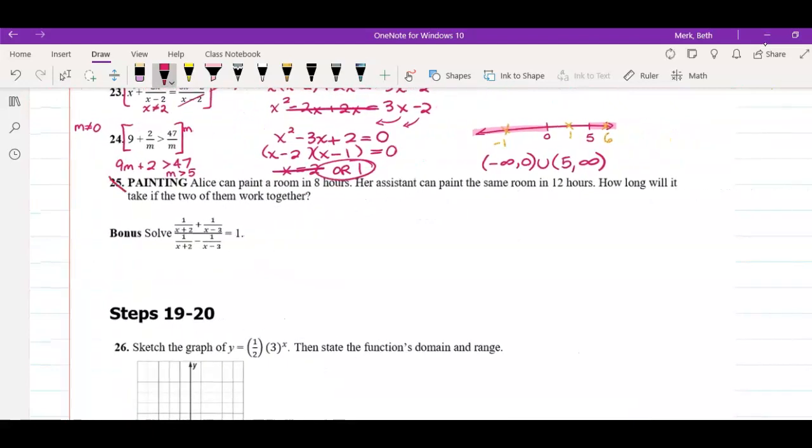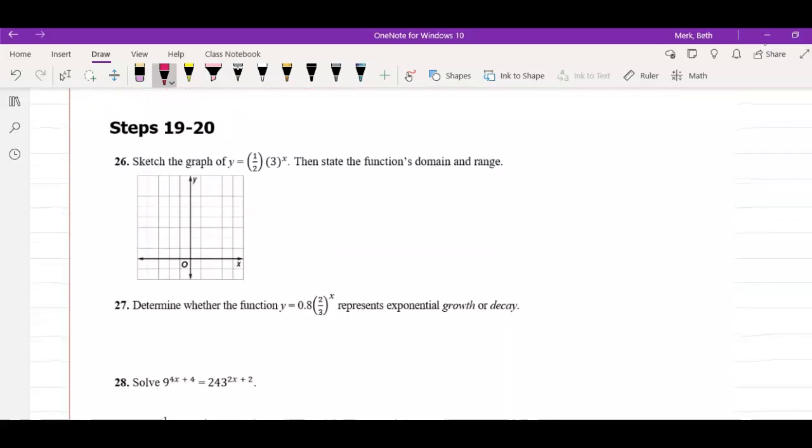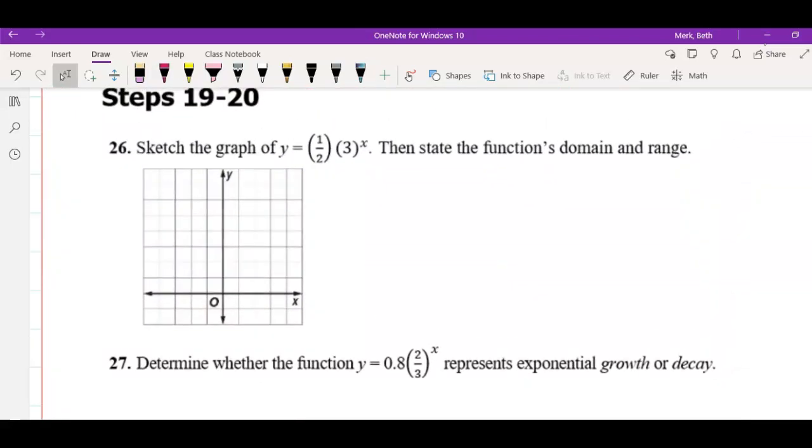We're going to skip number 25. And the bonus, we will come back to that if we have time at the end of the video, but it's just bonus. Let's sketch this graph. Here, again, we go into Desmos.